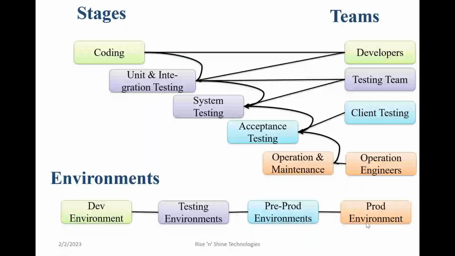So if you understand the overall process model, there are different stages, and for the activities of these stages we set up different environments in the process, and all these environments are managed by the operation engineers. The development environment is mostly used by the development teams, the testing environment by testing engineers, the UAT environment by the client side, and the production environment by operation engineers.